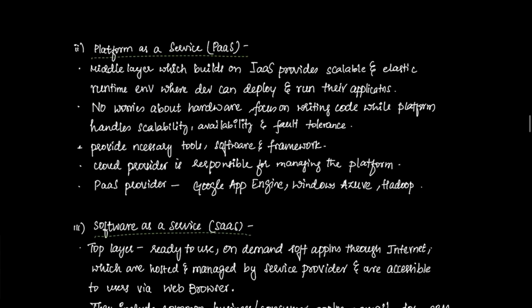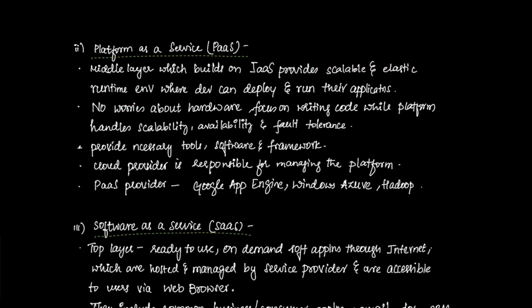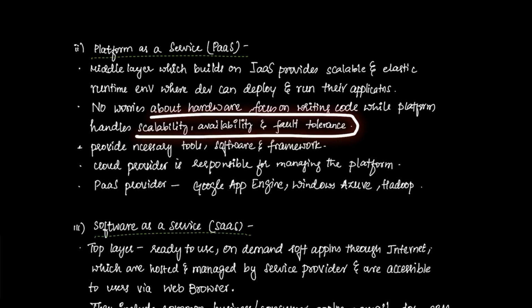Then we have platform as a service. Platform as a service is the middle layer, which is built on infrastructure as a service. This provides a scalable and elastic runtime environment where developers can deploy and run their applications. So here, rather than worrying about the hardware and the infrastructure, we can focus on writing the code while the platform handles the scalability, availability, and fault tolerance. So scalability, availability, fault tolerance are the key aspects of platform as a service.